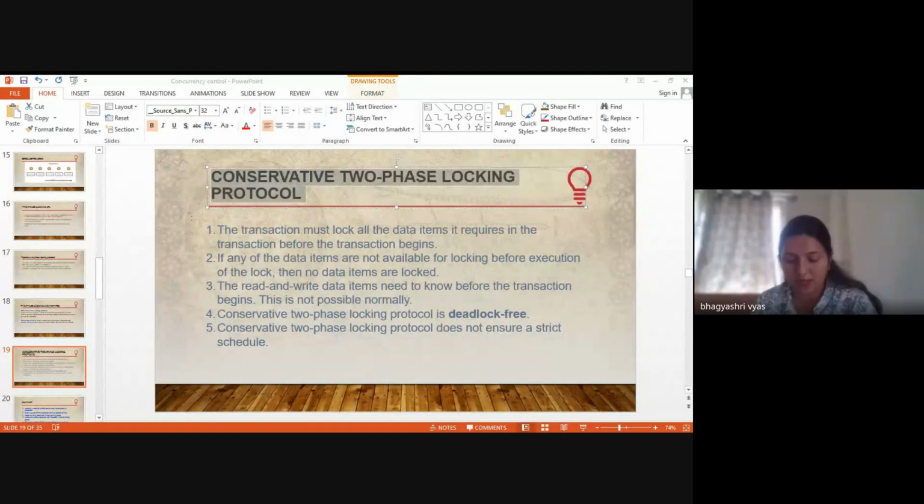Anyone from the class? The difference between transaction and serializability. Okay, or sorry, the difference between transaction and the schedule.